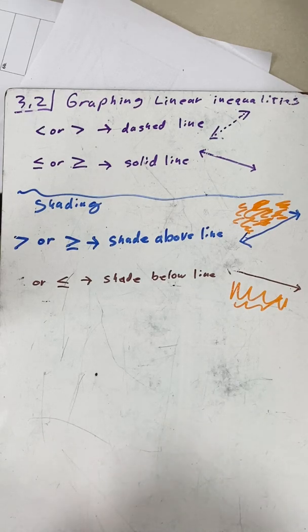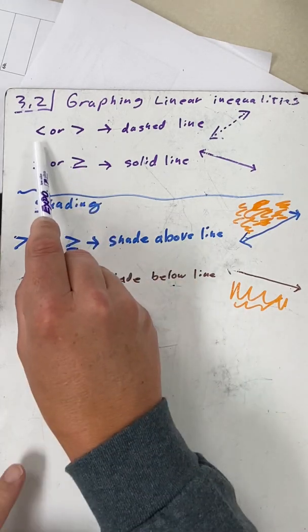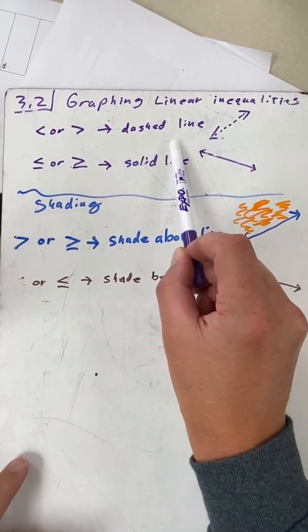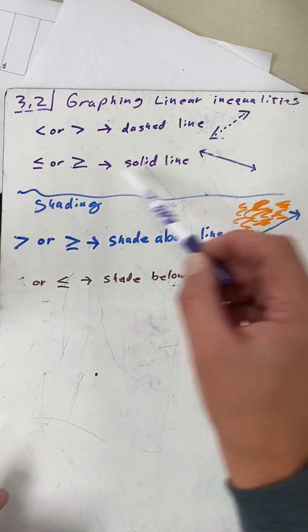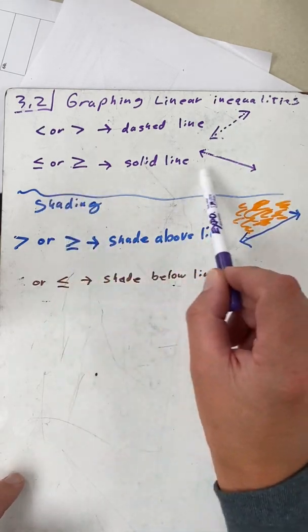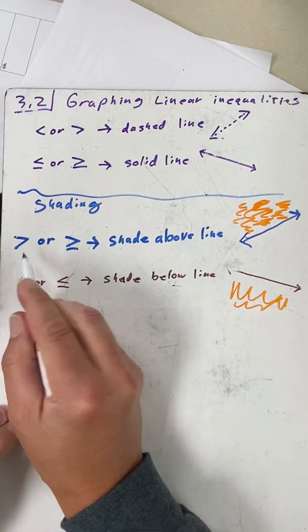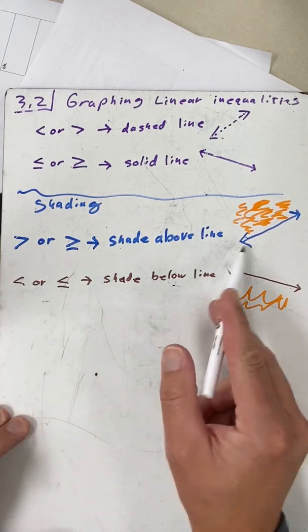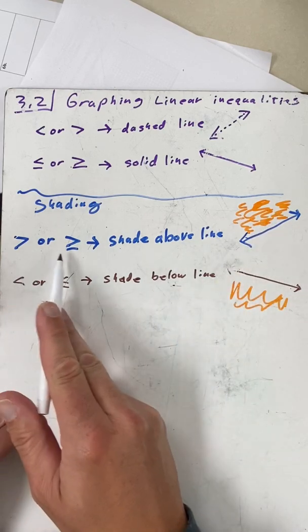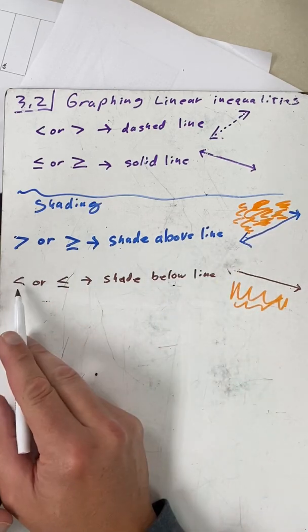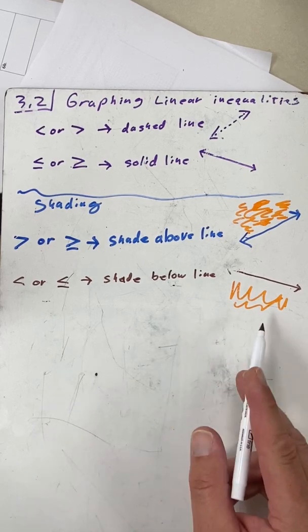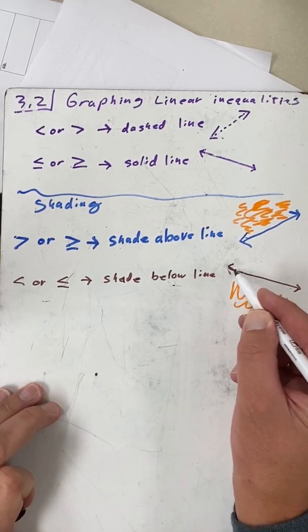Couple things to keep in mind. The difference between inequalities: if there's no bar, we are going to have a dashed line. If we have a bar equal sign, we will have a solid line. The other thing to keep in mind is the shading. If we have a greater than symbol, we will shade above the line. Either greater than or equal to, we'll shade above. A less than or equal to side, we will shade below that line.